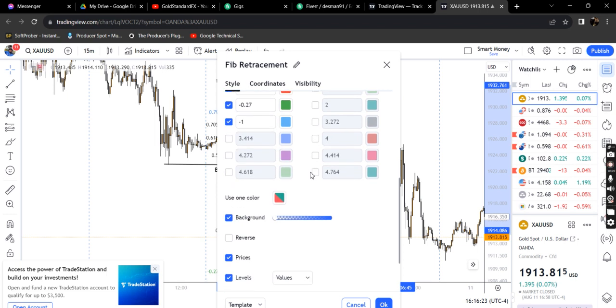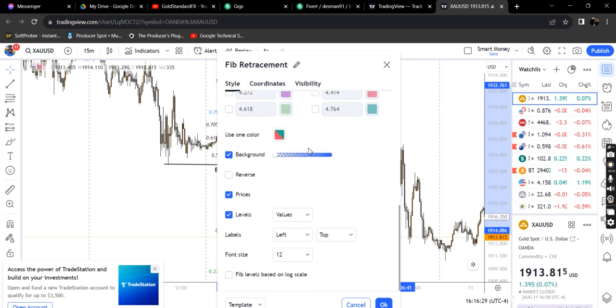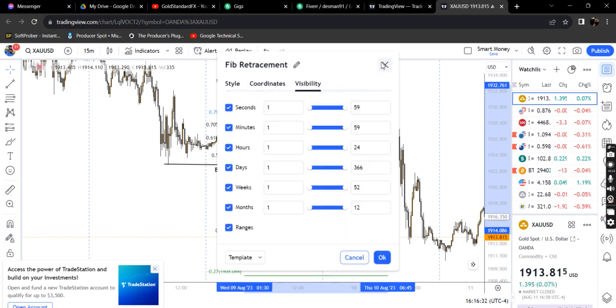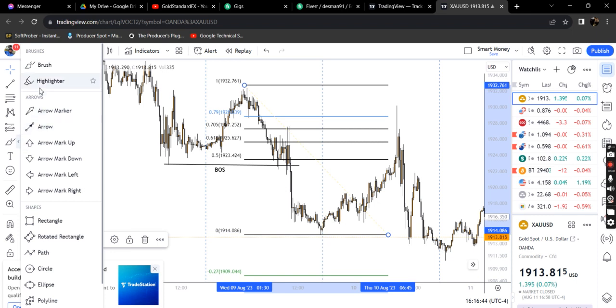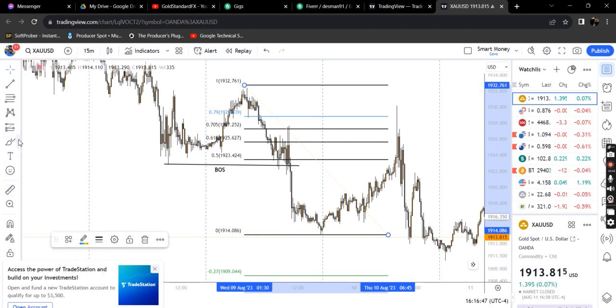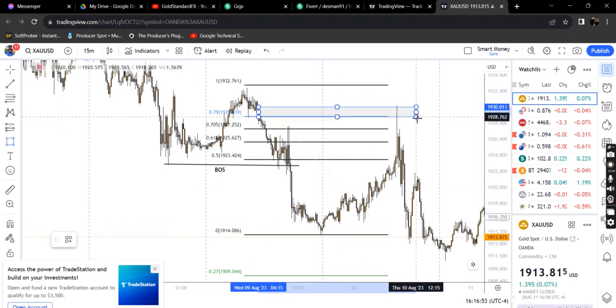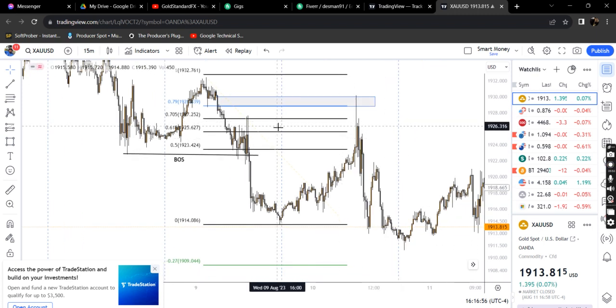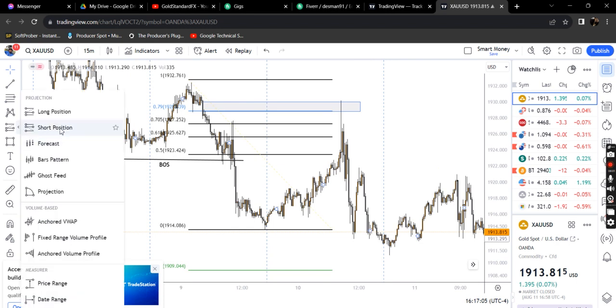Matter of fact, let's see if I can. It won't let me actually. Okay. So in this case, the gap was around the 0.79. Let's see. Rectangles out. And as you can see, price wicked right into that area. And my target would have been a new low.